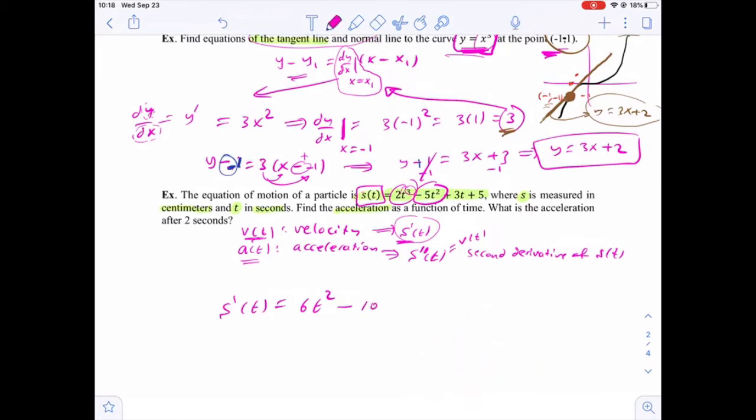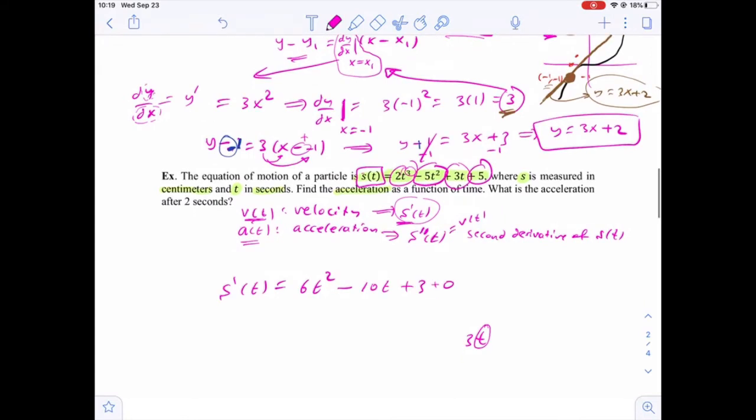And then we differentiate the third term. The third term is 3t. What is the derivative of 3t? It's the same as 3x. 3 is a constant, and the derivative of t is the same as the derivative of x, as we explained before. It's 1. We just write 3. And what about the constant term? The derivative of the constant term is 0. So this is the first derivative. This is the velocity of the particle.